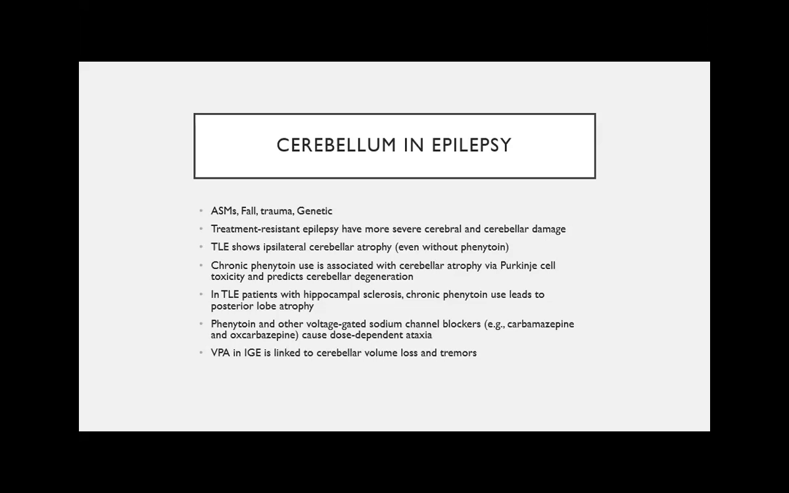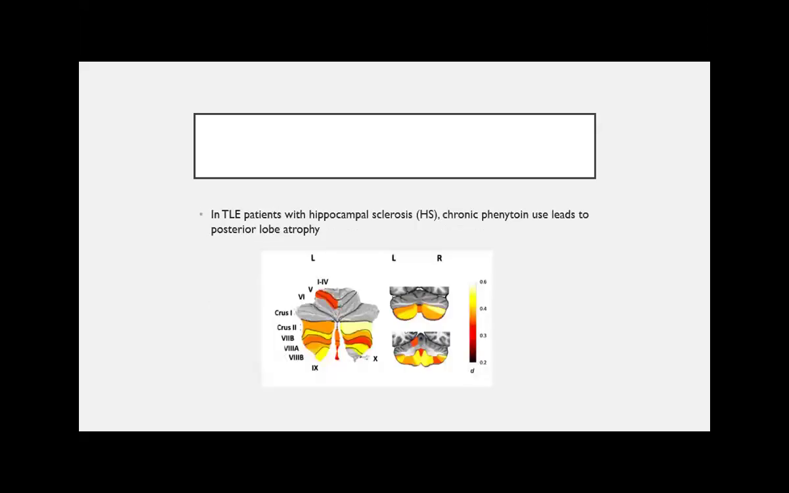It is known that chronic phenytoin use is associated with ataxia and cerebellar atrophy. It is via Purkinje cell toxicity, leading to cerebellar degeneration. In TLE patients with hippocampal sclerosis, chronic phenytoin use can lead to posterior lobe atrophy. Phenytoin as well as other voltage-gated sodium channel blockers can also cause dose-dependent ataxia. In IGE, valproate can lead to cerebellar volume loss and tremors. In TLE patients with hippocampal sclerosis, chronic phenytoin use leads to posterior lobe atrophy, which is evidenced by the orange and yellow color.